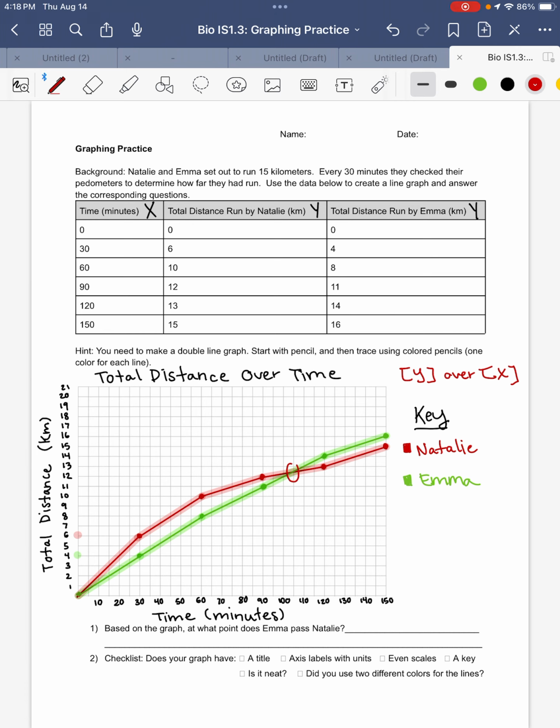Okay, now to answer this reflection question, at what point does Emma pass Natalie? We saw here that the lines intersect at this point. If we take a look at what time that is on our x-axis, we can see that is at 105 minutes. So that is the point at which Emma passes Natalie.